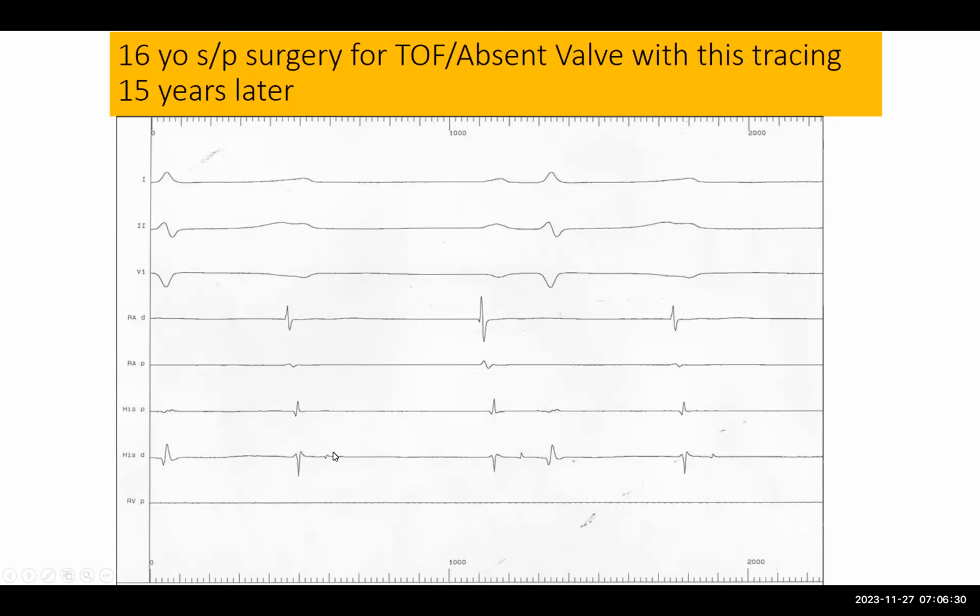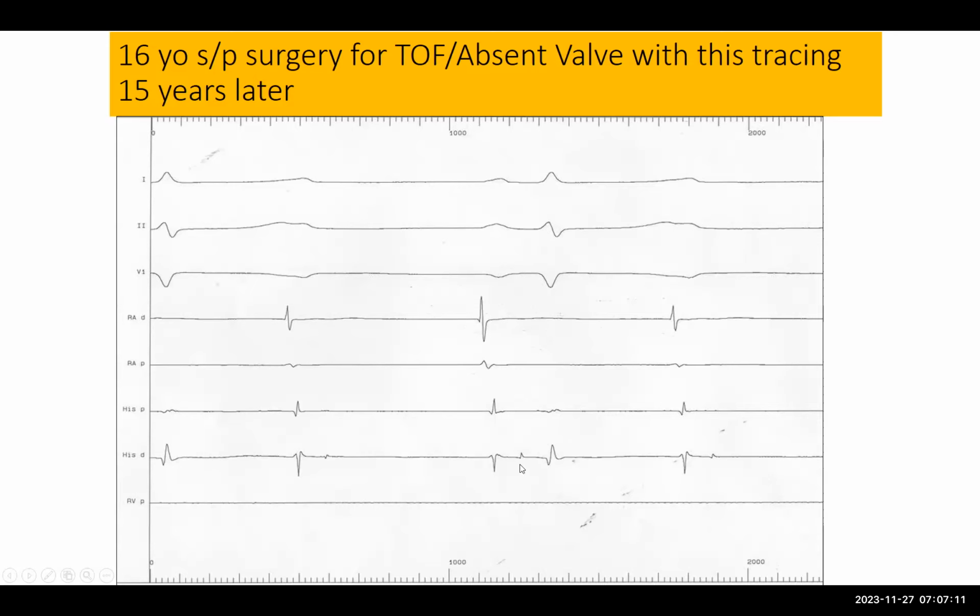So if we see an A and an H, but we don't see a V, then we can generally assume that the AV node is intact, but the His-Purkinje system has some issues, because it's not conducted. This is an unusual tracing. You don't see this very often. The bottom line is we have an A, an H and no V, and then an A, an H and a V. The other notable fact here is, I understand it's hard for you because you're not used to seeing these types of tracings at this paper speed, but this is a long PR interval.